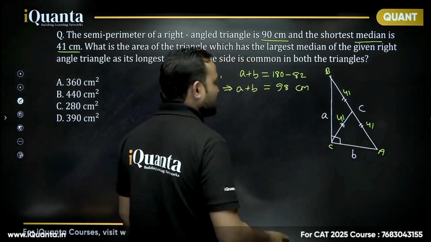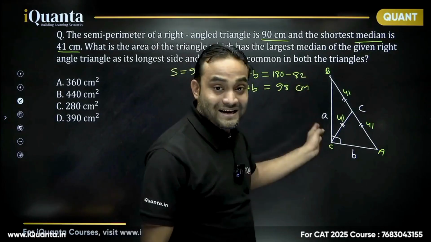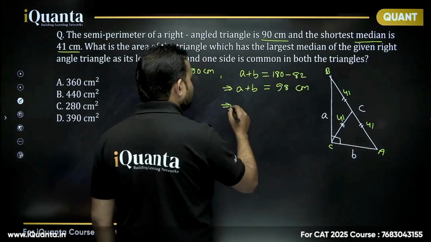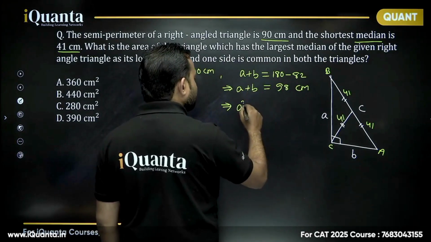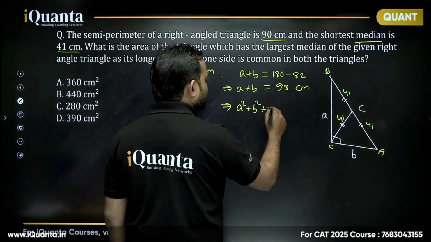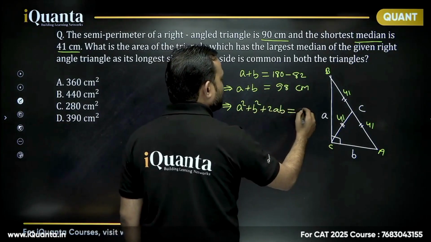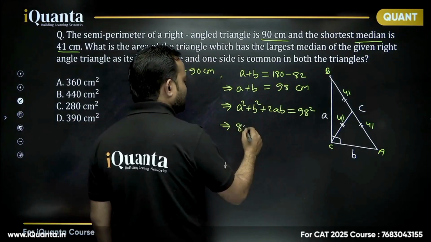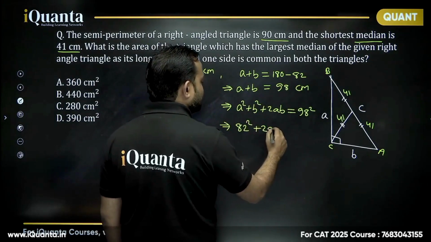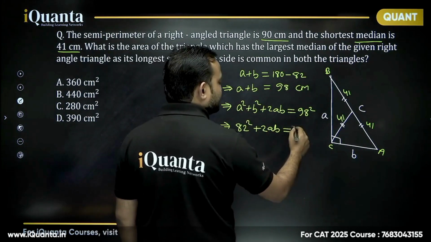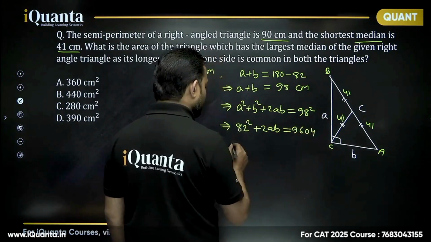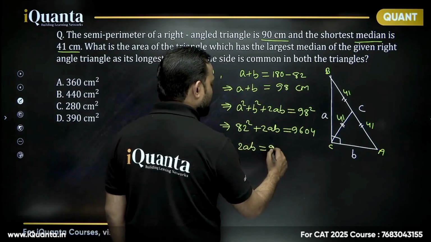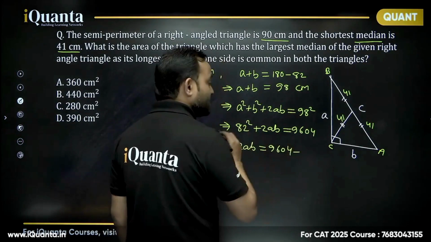And we also know, what do we know about right angle triangle? That A square plus B square is C square, right? So we can also say that if we take the square of this, we get A square plus B square plus 2AB is equal to 98 square. Now what is A square plus B square? This is nothing but 82 square plus 2AB, which gives us, what is 98 square? 9604. Or we can say 2AB is equal to 9604 minus 82 square.